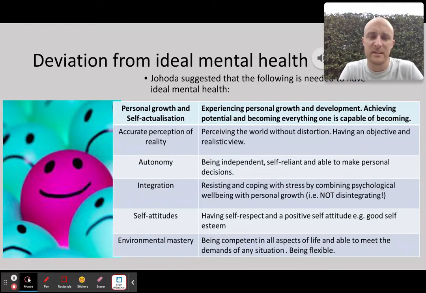I may go through all of these actually. If you have all 6 of these, you have ideal mental health. I'm not going to lie to you, no one watching this has got all 6 of these. Let's start with the first one.